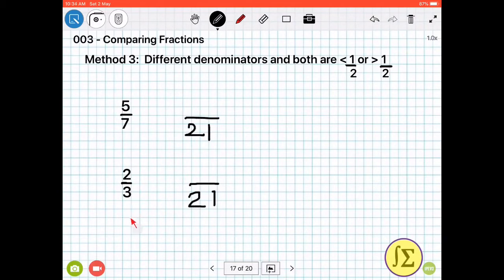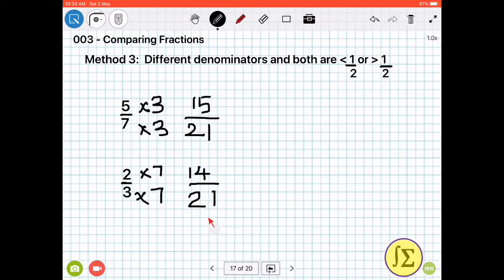How do I get 21 out of 3? I multiply it with 7. 3 multiplied by 7, I get 21. So I have to multiply 7 to the numerator 2. 2 multiplied by 7, 14, right? Same thing for the fraction at the top. 7 and 21, I have to multiply the denominator by 3 to get 21, and I'll multiply the numerator by 3 also to get 15, right?